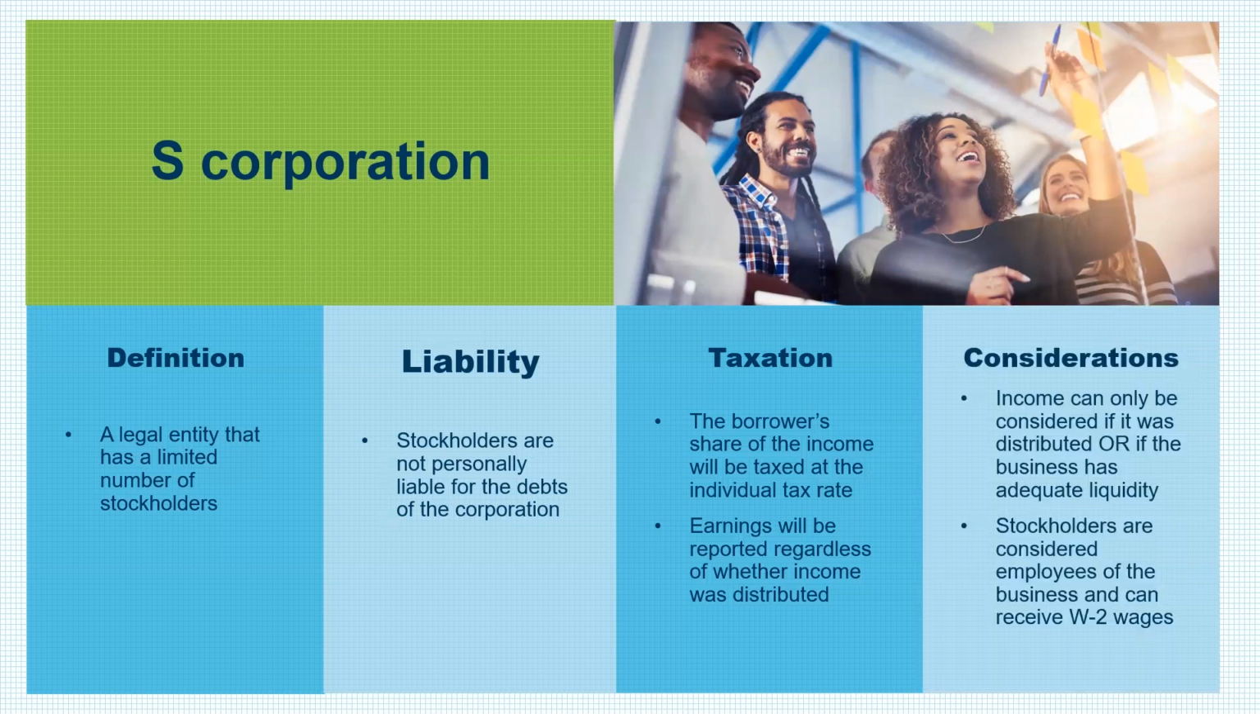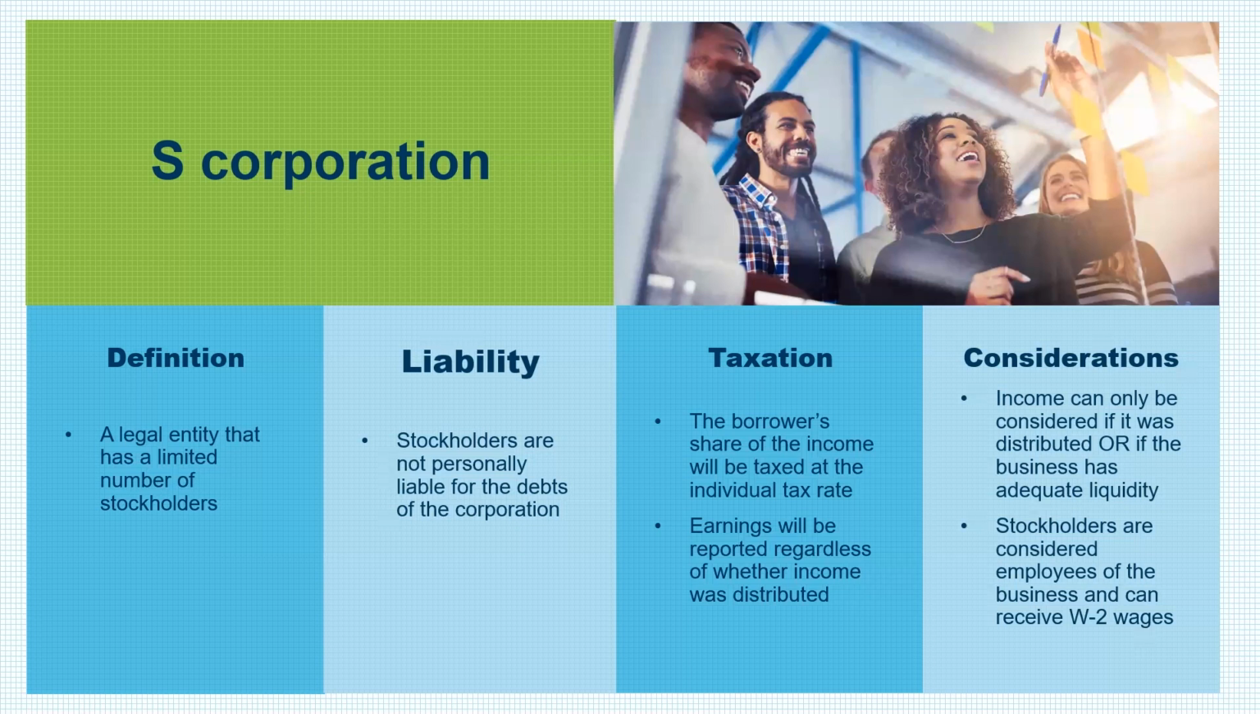Generally, income can only be considered for mortgage qualification if it was distributed to the borrower or if the business has adequate liquidity to support the withdrawal of earnings. In the case of an S corp, the borrower can be considered by the IRS to be an employee of the corporation and may receive W-2 wages.